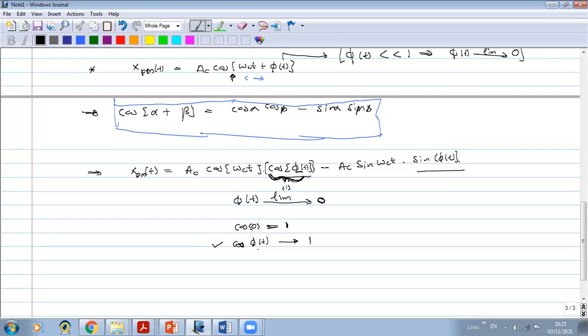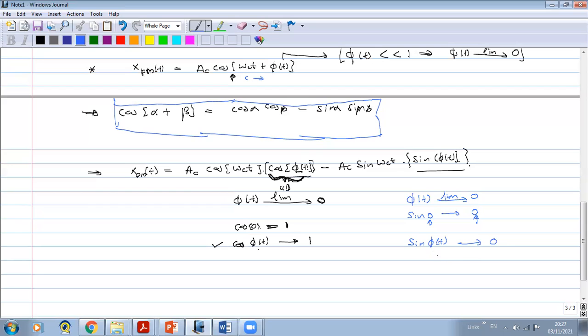Okay, we can substitute 1 instead of this term. Now let's see about this sine term. Here also you know that phi t is limiting to 0, and you know that sine 0 is 0, no? So you know already that sine 0 is 0. So when 5t is limiting to 0, that means sine 5t is also limiting to 0, no?